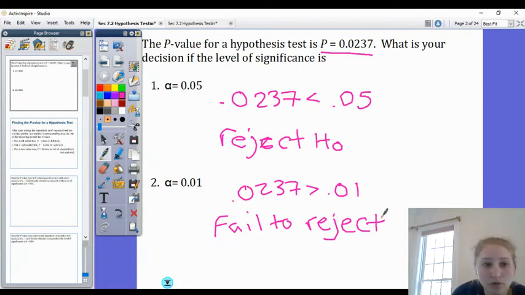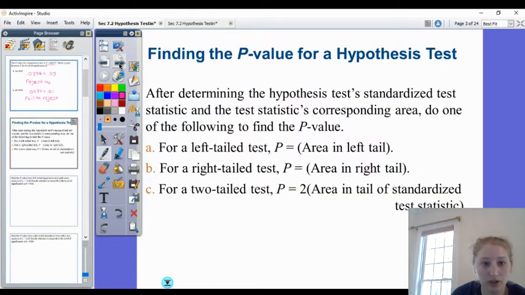Okay, so as we learned in the last section, we could have a left tail test, we could have a right tail test, or we could have a two-tail test. That is going to determine how we actually find our probability. So let's go ahead and put this in a real example.